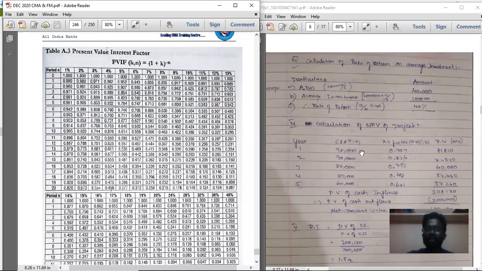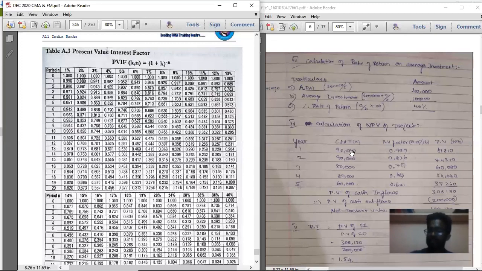So fifth year, 10% fifth year, 0.621. So record 0.621. These are the present value factors. So if you multiply this with the CFAT, you will get present values. So multiply it. Now multiply CFAT with the PV factors, present value factors. You will get the present values.